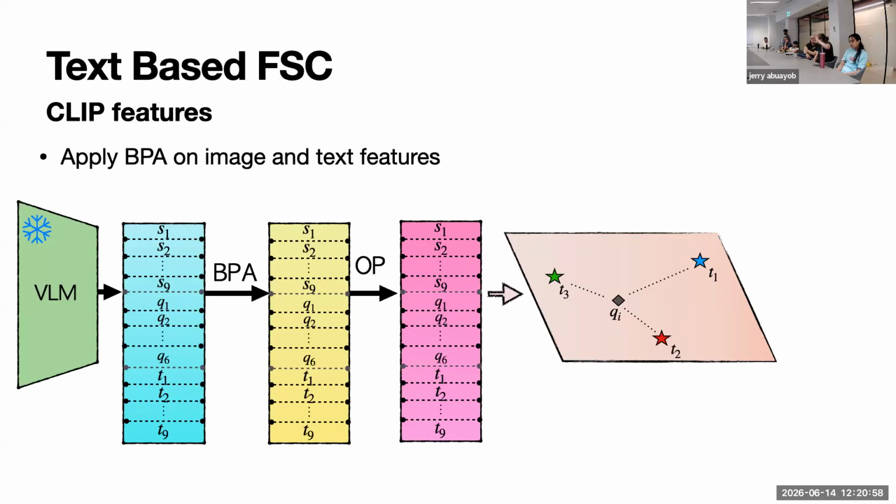The support and the queries go through the vision transformer or the ResNet encoder, and the text embeddings go through the transformer. Then you do BPA on everything? On everything, yeah. After that, we align the two using the OP. I have experiments showcasing if we do the OP before and after. I will show it in a bit.